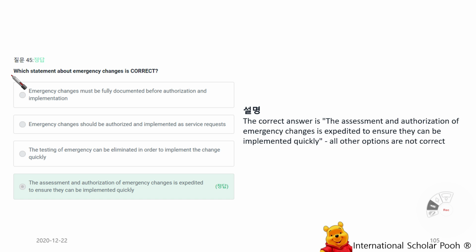Which statement about the emergency changes is correct? The assessment and authorization of emergency changes is expected to ensure that they can be implemented quickly. The correct answer is the assessment and authorization of emergency changes is expected to ensure they can be implemented quickly, and the other options are not correct.